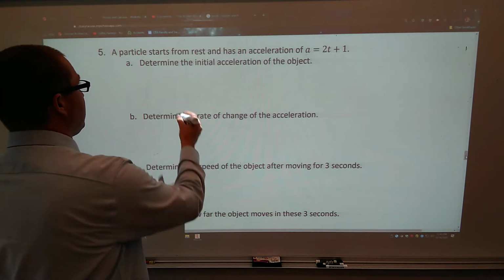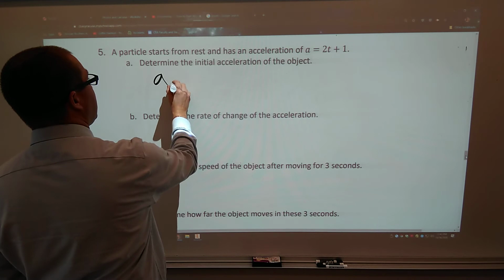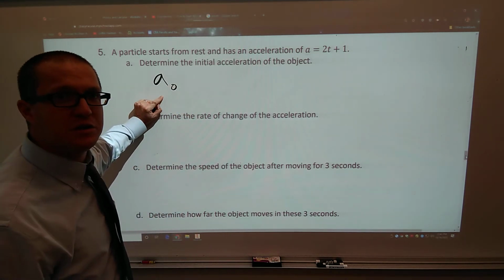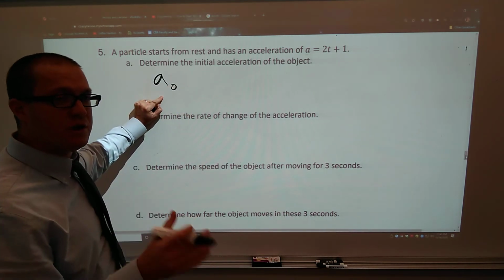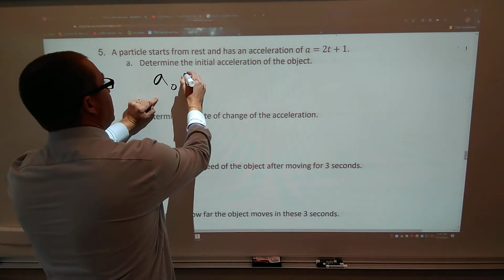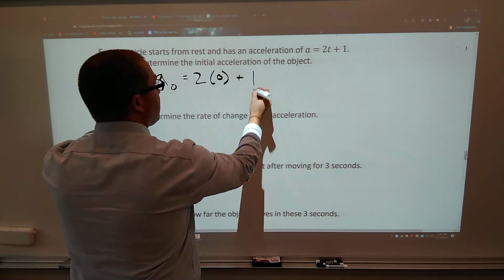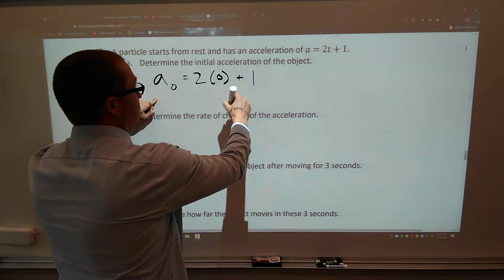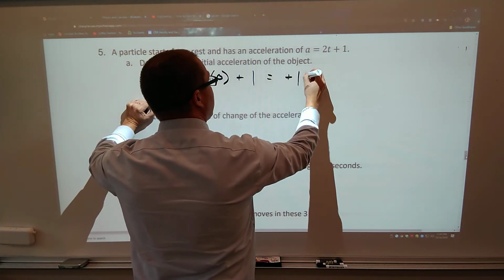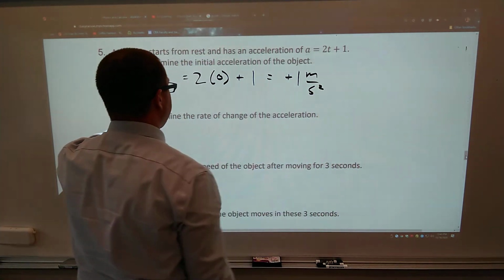So the initial acceleration, a naught, is the initial acceleration. What does that mean? That means that's the acceleration when time equals 0. So what we do is we just take our acceleration function and put in 0 for time. We get an initial acceleration of positive 1 meter per second squared.